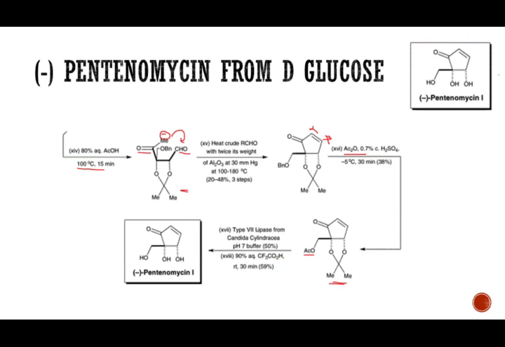Now treatment with this lipase enzyme and simple deacylation with trifluoroacetic acid will deprotect these two protected groups, and we get this OH diol over here and then the primary alcohol over here. So this is how we get pentenomycin 1 from our glucose. So the reactions are very simple. If you guys have any doubt regarding this synthesis, feel free to ask me. Thank you.